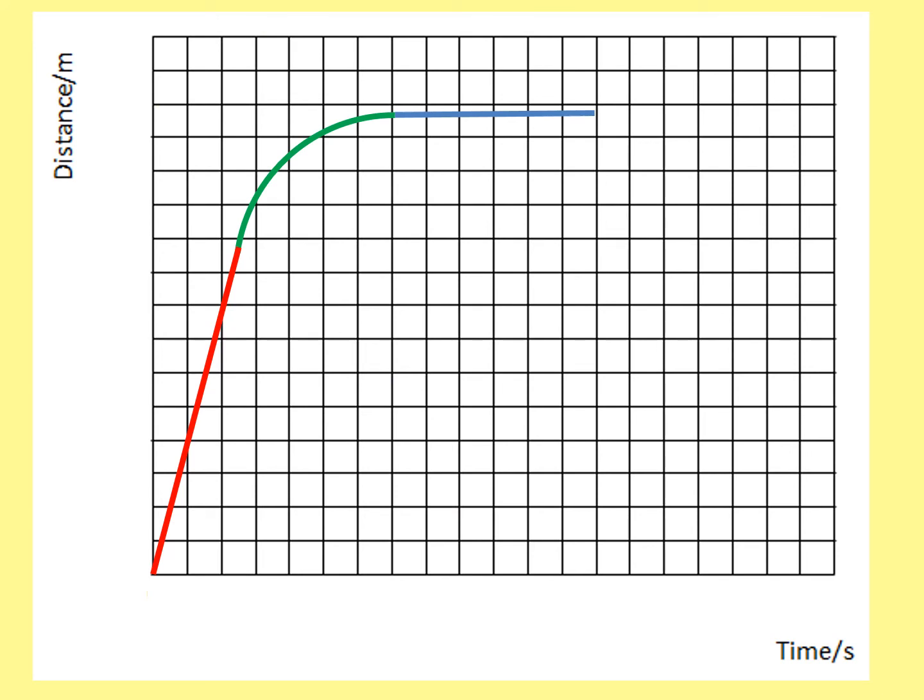Okay, we can use our knowledge now to describe the journey of an object using a graph. So let's break these into sections. The red section is section 1, the green section is section 2, and the blue section is section 3. In section 1, the line is straight for the entire section. It's also quite steep. This tells me that the object is moving at a constant speed, the same speed that's quite fast. So constant, fast speed.